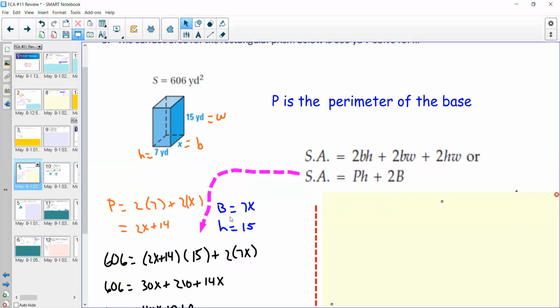Okay. And then the height of the prism is 15. Okay, that's what h represents. So again, I've got this w, this b, and this h for if I was using this formula. Okay, but I'm working on this formula right now.